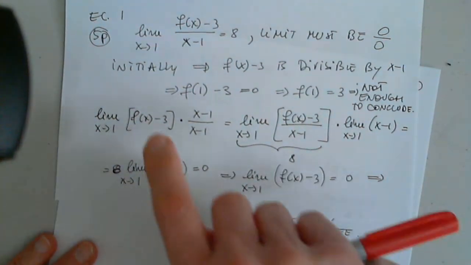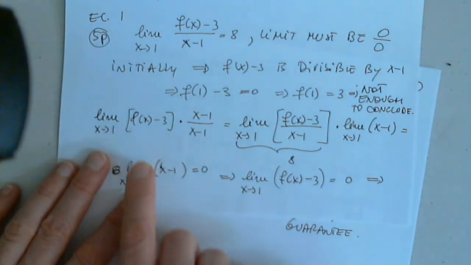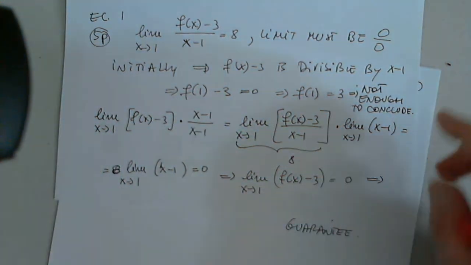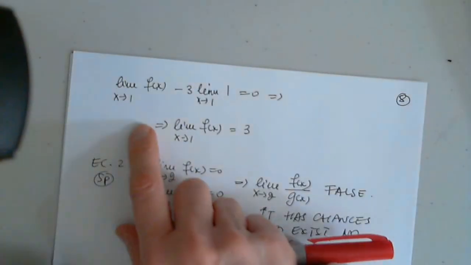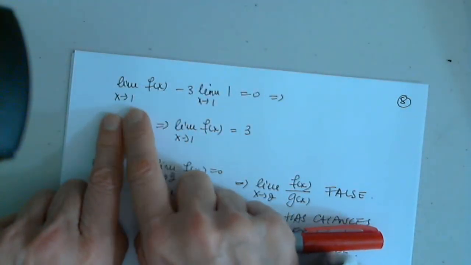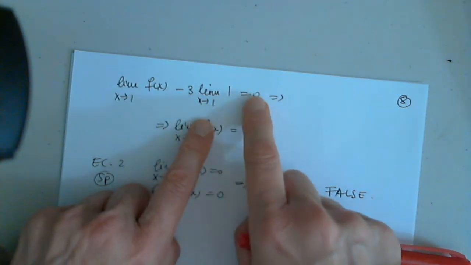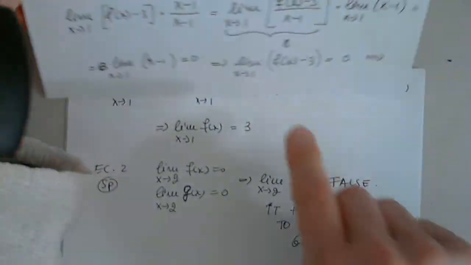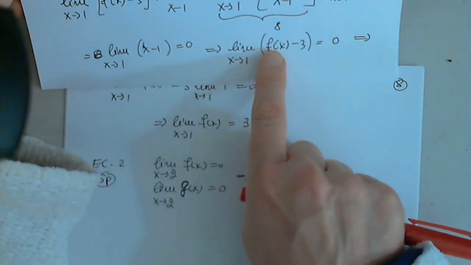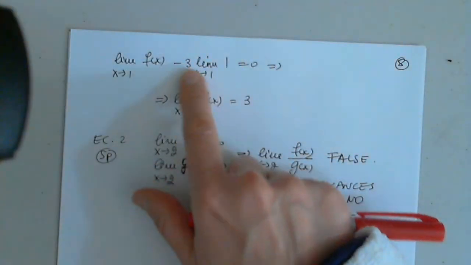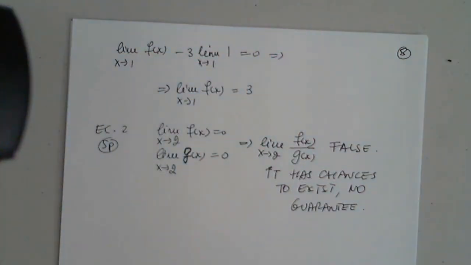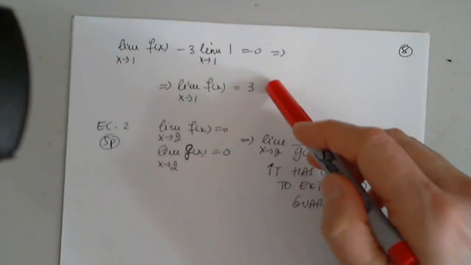Good enough. Now I can go back from the beginning and say that the limit of this, because this is 1, is 0. Okay, if that is 0, then I can separate it into the limit of f of x as x approaches 1 minus the limit of 3, which is 0. So I just copied this by applying limit to this minus limit to this, limit law. So then this 3 goes to the other side, so therefore the limit of f of x as x approaches 1 is 3.